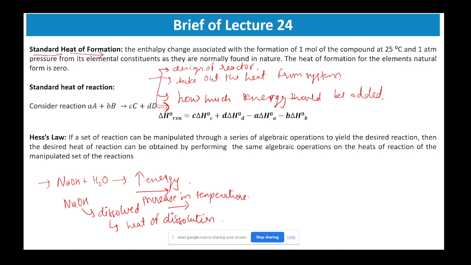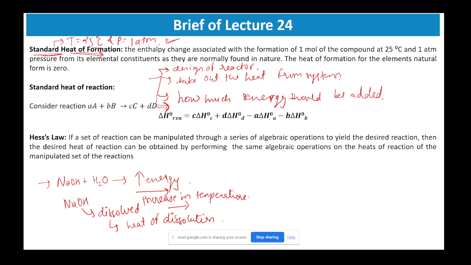Now when standard comes, standard means the heat of formation or any heat is calculated at two conditions: a temperature equal to 25 degrees Celsius and pressure equal to 1 atmosphere. So if any heat change is calculated at these conditions, then such a property is said to be standard. So if I want to measure heat of formation at these conditions, then it is the standard heat of formation. Now what is standard heat of formation?